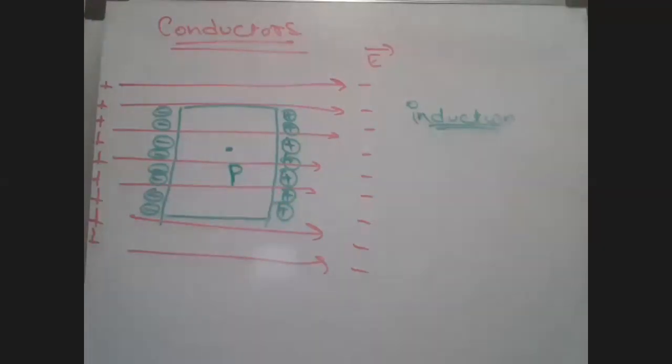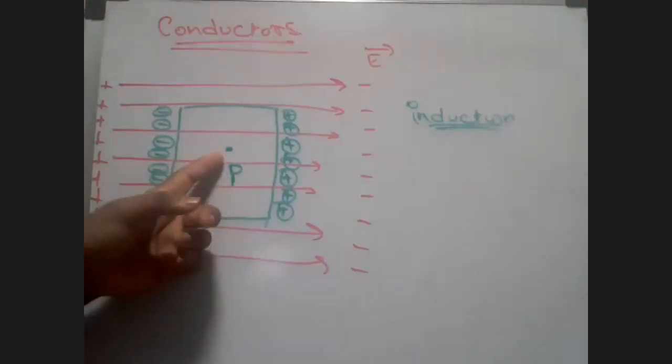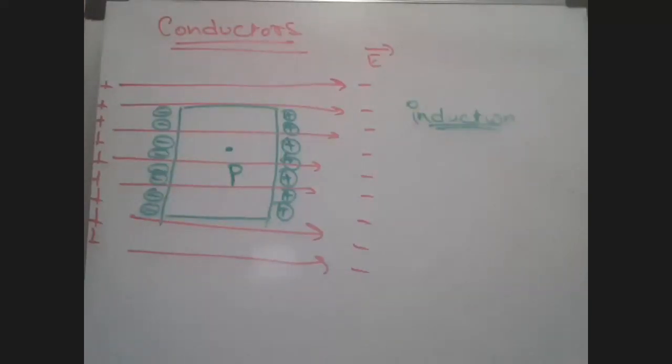What is going to be the electric field at a point inside the conductor? It will be 0. Yes, 0 is right, but that is the net electric field in a conductor.